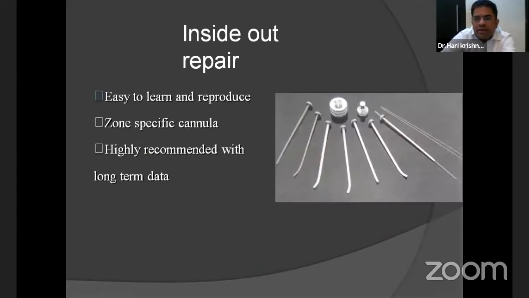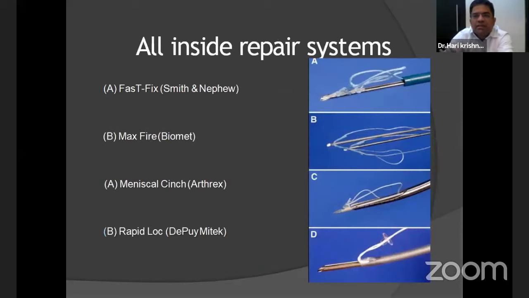So there are different techniques of meniscus repair. There are different types of zone-specific cannulas available, which we can use for the outer, middle, and posterior horns of the meniscus. There are different companies making all-inside repair devices, and the most commonly used is the Fast Fix device. And now more devices have come.